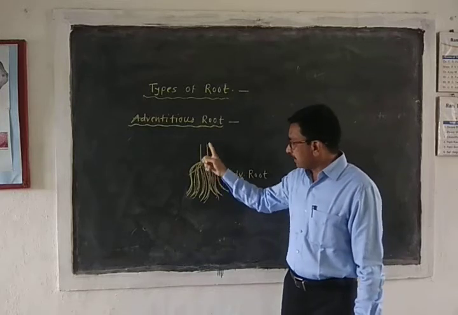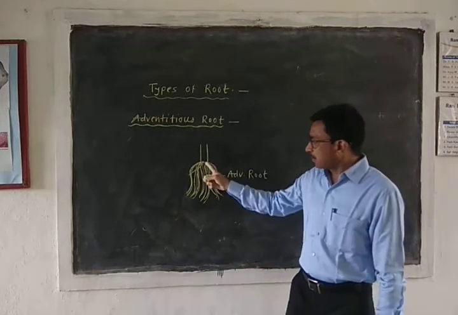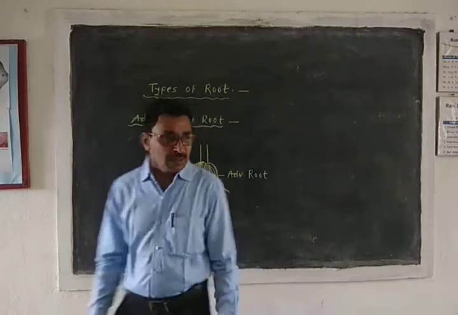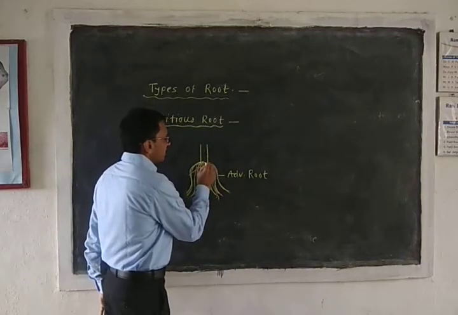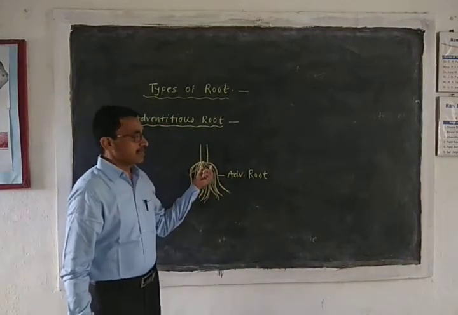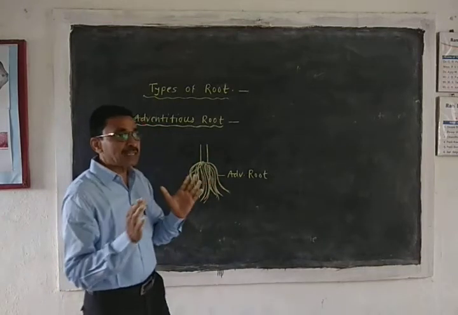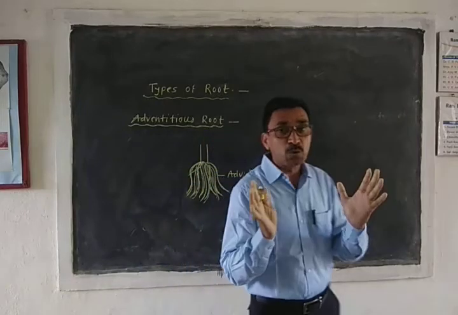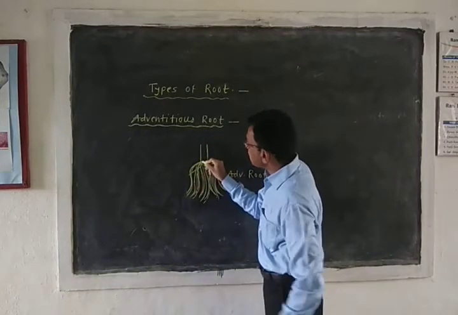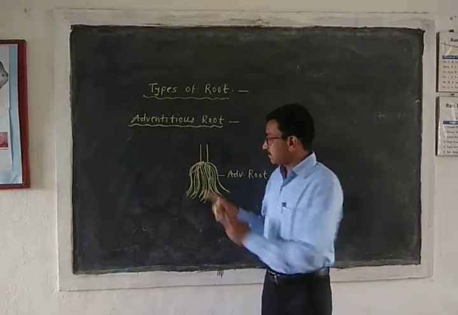Now, in this root system, all the roots arise from a single region or single portion, and hence these roots are in the form of a cluster. Cluster means group. Here all the roots are produced from one portion.